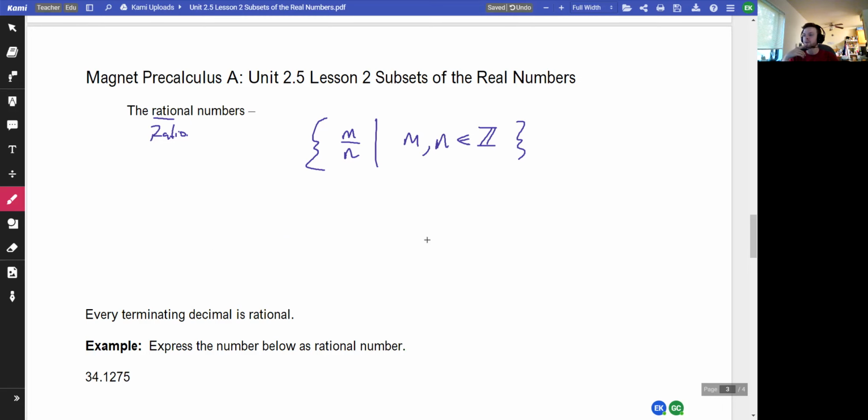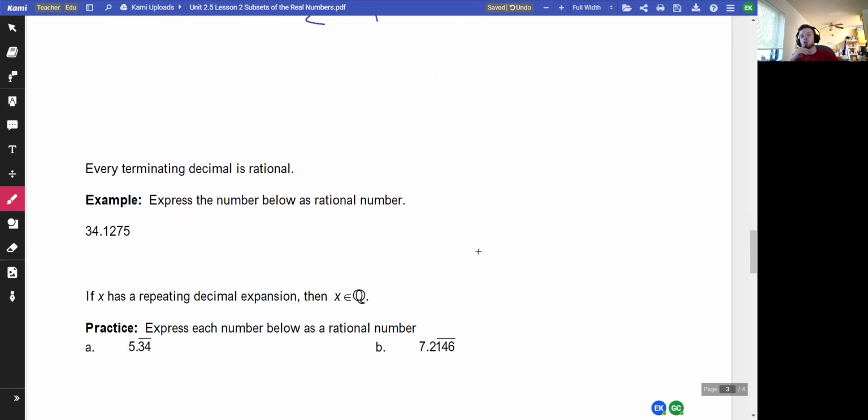All right, so those are the rational numbers. Given 2 integers, put them in ratio. That thing is a rational number. Show to me that every terminating decimal is in fact the ratio between 2 integers.